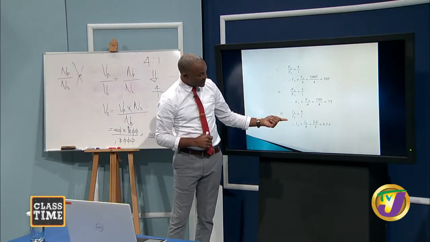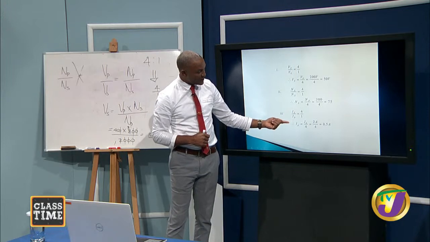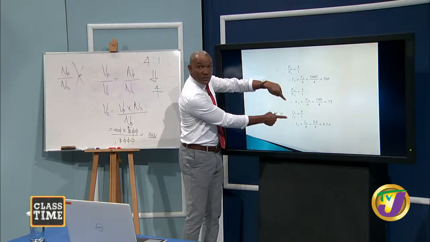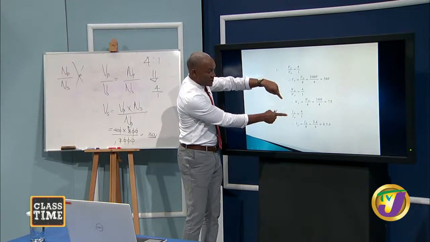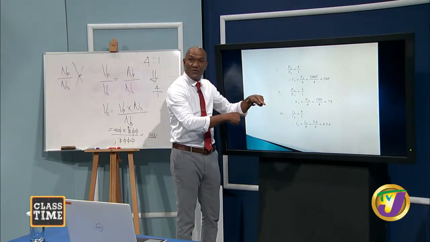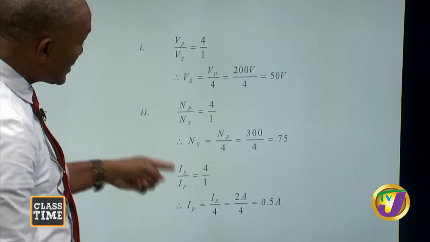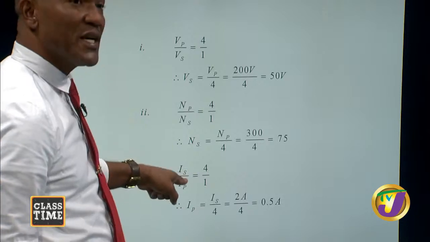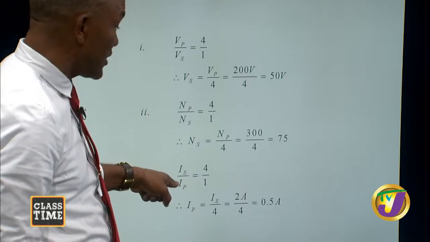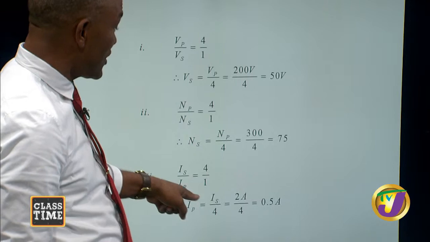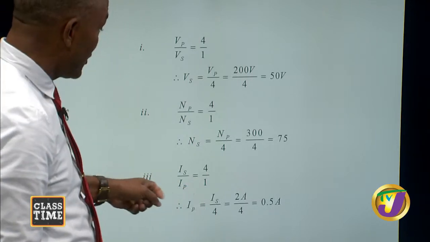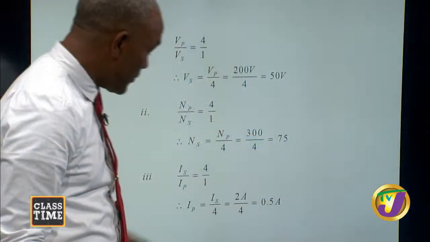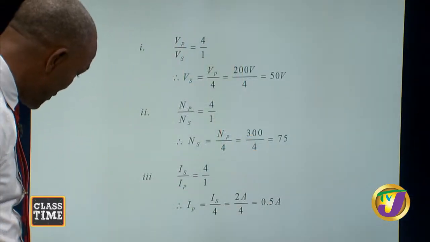It says find the current in your primary windings. Is over Ip. You see the inverse right here now? This is the inverse that we're talking about. The inverse for your voltage is your current. So this is saying that your secondary current is 4 times bigger, or 4 times greater, or 4 times the amount of current that is flowing in your primary. So what do we do? Divide 2 by 4 gives you 0.5.